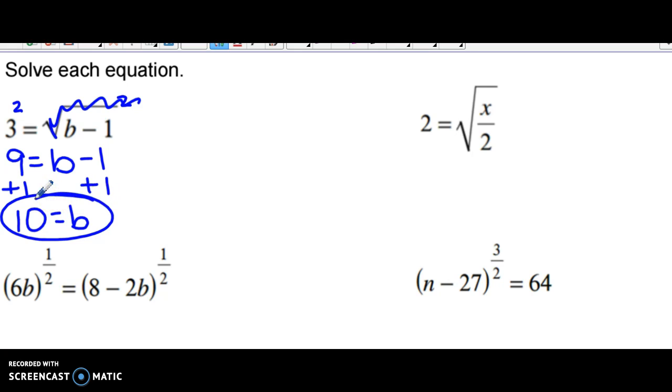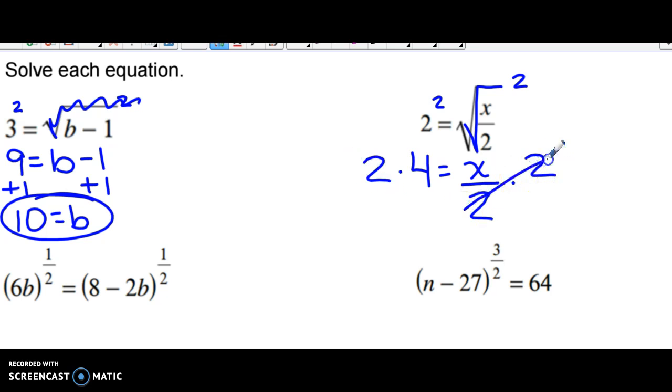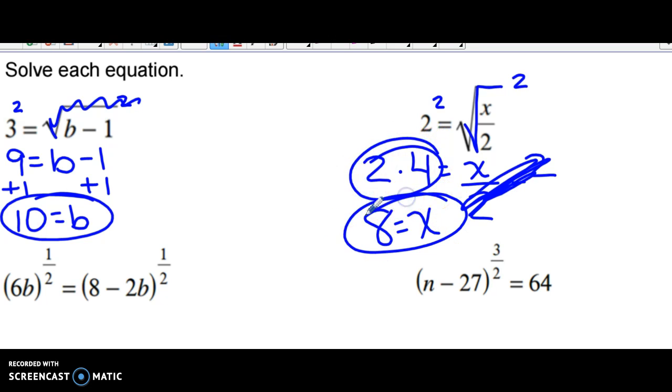Same thing with the other one, okay? This is a square root for everything, so we're just going to square the whole thing. All right, and that becomes 4 is equal to x over 2. Once you multiply both sides by 2, you're going to get these to cancel out, and you're going to get x is equal to 8, or 8 is equal to x. All right, let's go on down to the next two.